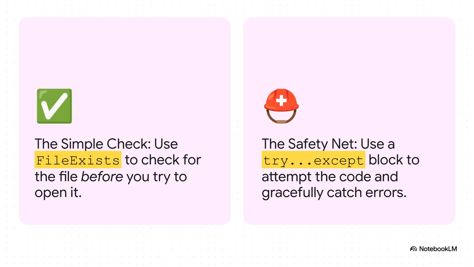You've basically got two great ways to handle this. The first is what I call asking for permission. You use a function like fileExists to check if the file is there before you even try to open it. The other way is asking for forgiveness. You wrap your code in a try except block. This tells your program, look, just try to open the file. If it works, great. If it fails, don't crash. Just jump to the except part and handle the problem gracefully.